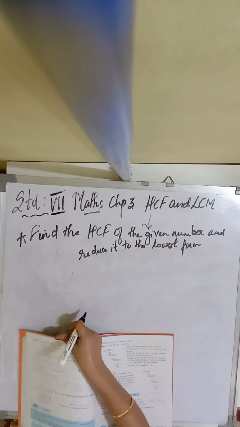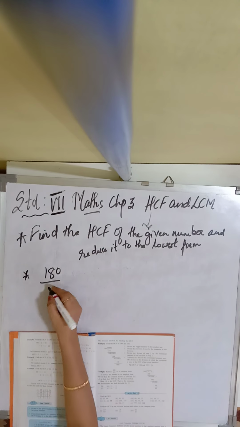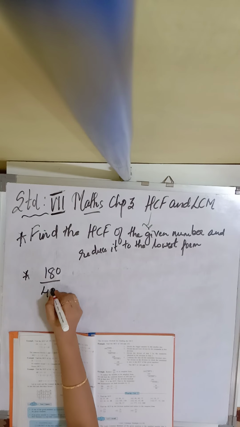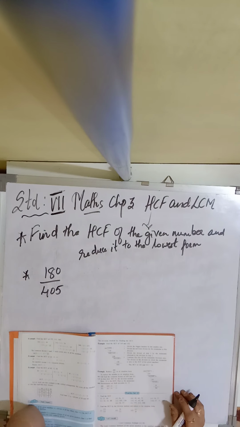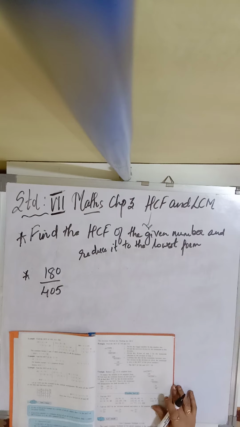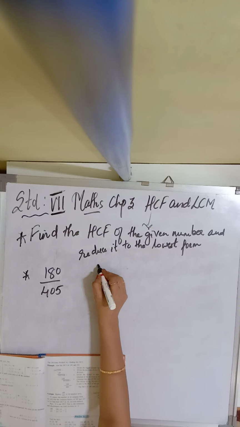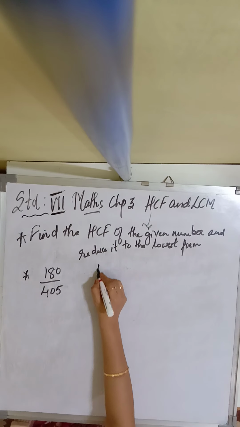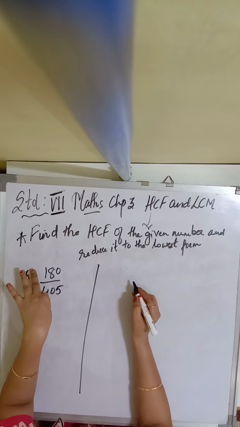Now I am taking one question. Say for example the question is 180 upon 405. Now this fraction is given, and we have to find the HCF of this fraction. Always remember, children, this is the second method, the division method. First step, what are you going to do? This is your numerator and this is your denominator.